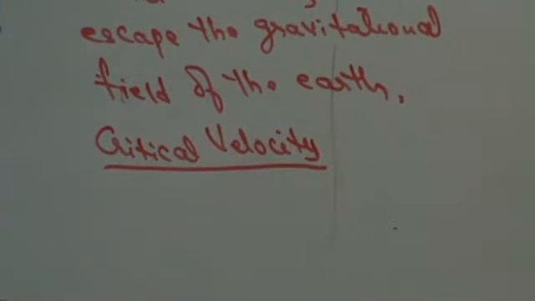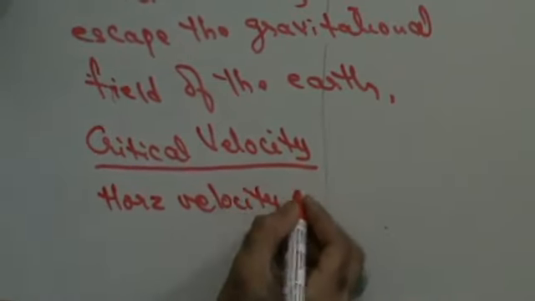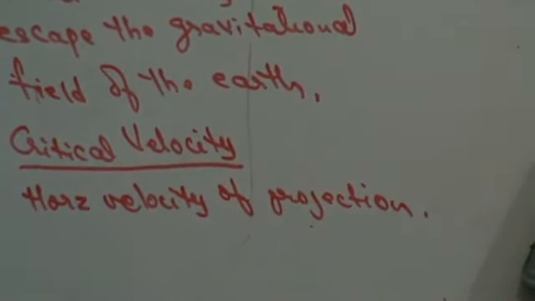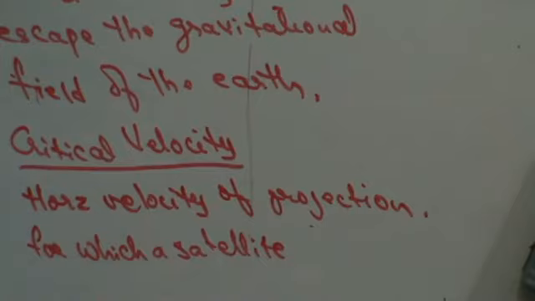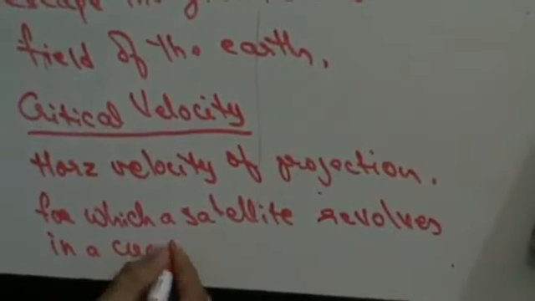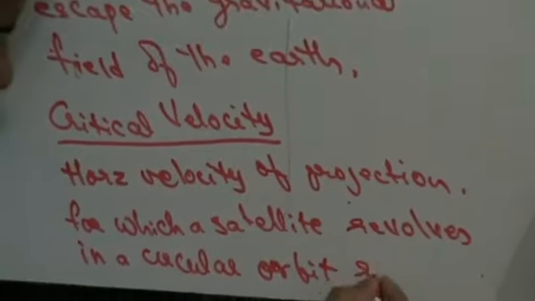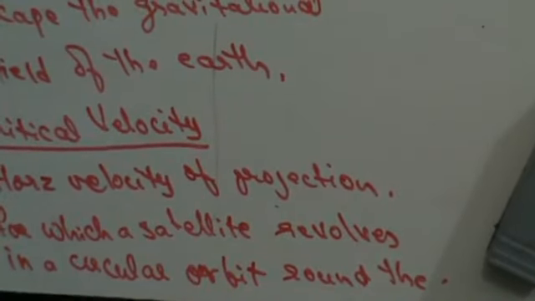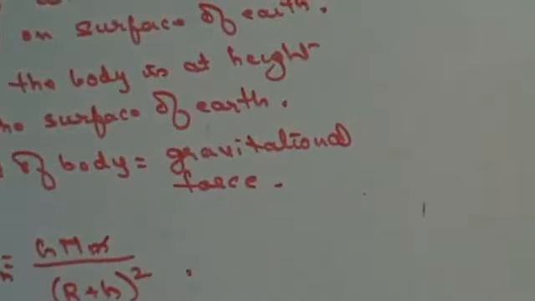What is critical velocity? Critical velocity is the horizontal velocity of projection for which a satellite revolves in a circular orbit round the earth. Fine, that is what is called its critical velocity.